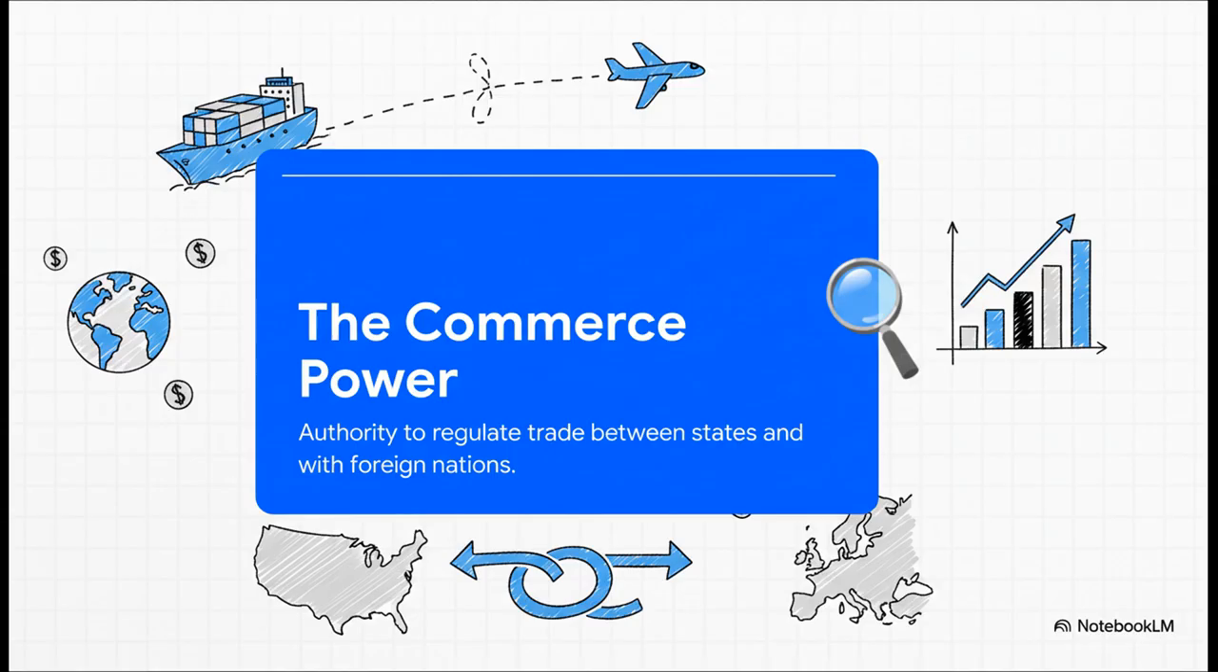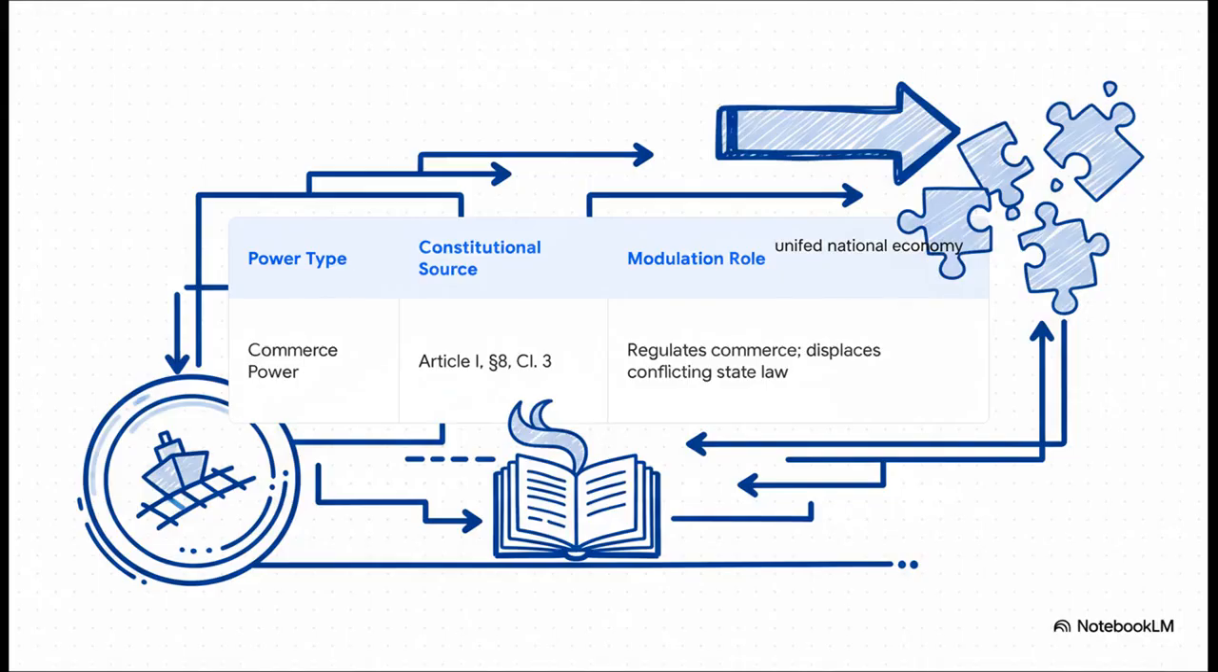It gives the federal government the authority to regulate all kinds of trade, not just between the states, but with other countries too. The blueprint is super specific here. This power comes straight out of Article 1, Section 8 of the Constitution. Its job is to regulate commerce and, maybe most importantly, to override any state laws that try to get in the way. This was totally revolutionary at the time because it was meant to create one single, unified national economy and stop states from acting like their own little economic kingdoms.